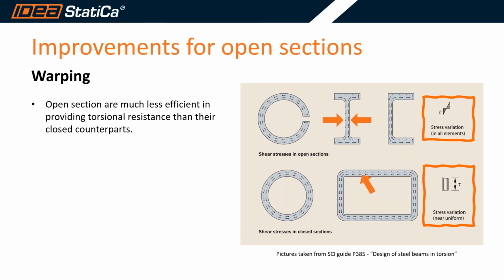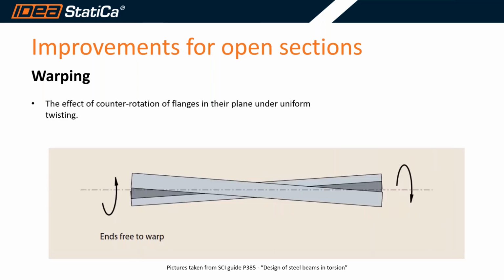Now, let's move further and see what is warping. In the illustration below, we can see that under the effect of pure twisting, the flanges of this beam counter rotate in their plane.